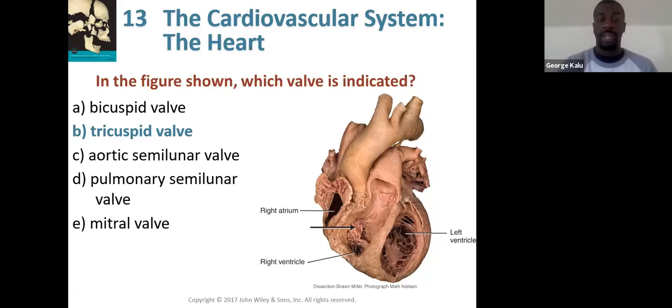The way you can remember that is the tricuspid valve is going to be on the right side. So tri and right kind of sound similar. Tricuspid valve will be on the right side, whereas the bicuspid valve will be on the left side.